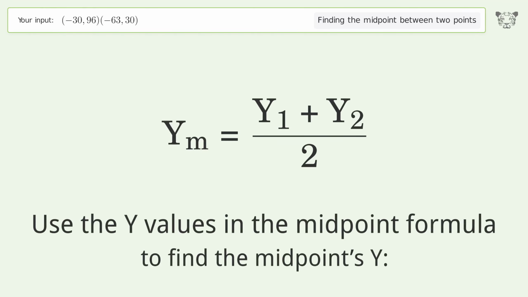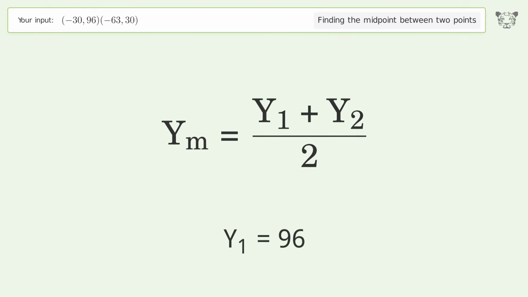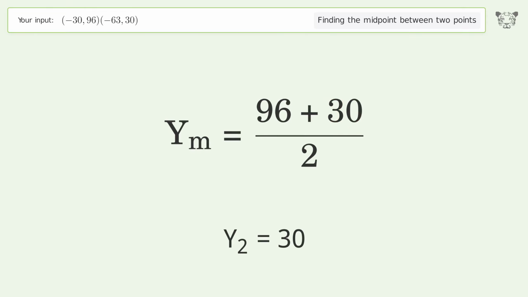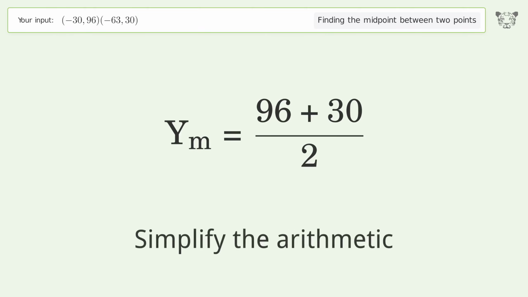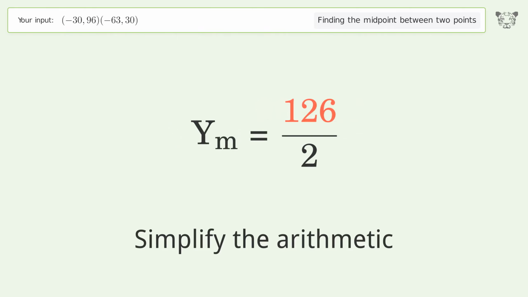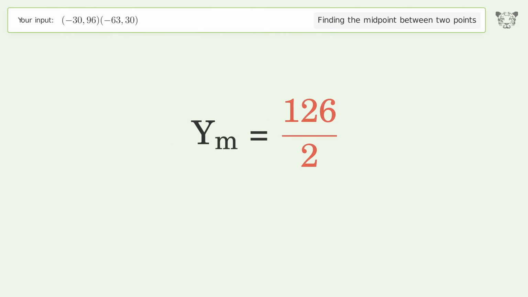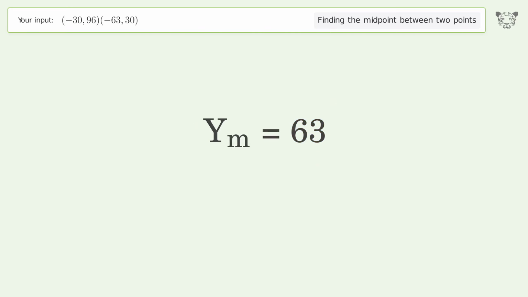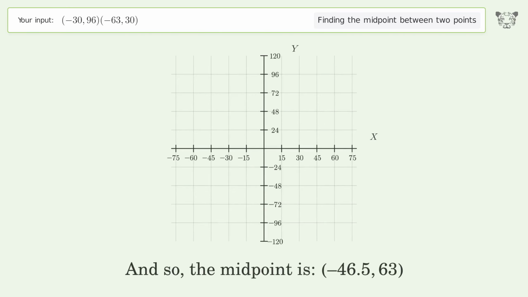Use the y values in the midpoint formula to find the midpoint's y. y1 equals 96. y2 equals 30. Simplify the arithmetic. And so, the midpoint is negative 46.563.